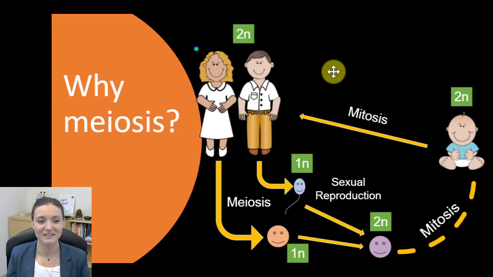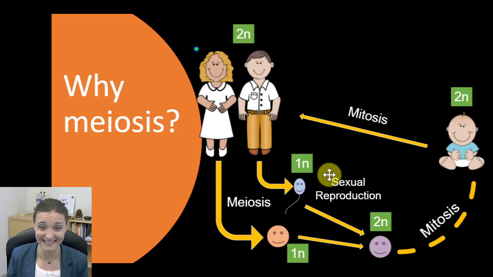So meiosis is what allows for haploid cells to form. Those haploid cells are used for sexual reproduction, which means we're going to mix up genes and increase the genetic diversity of the population, which means more raw material for natural selection to work with.